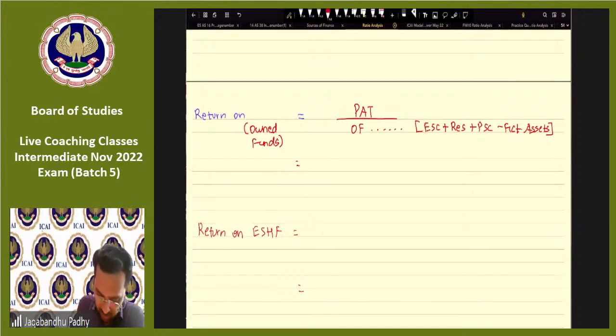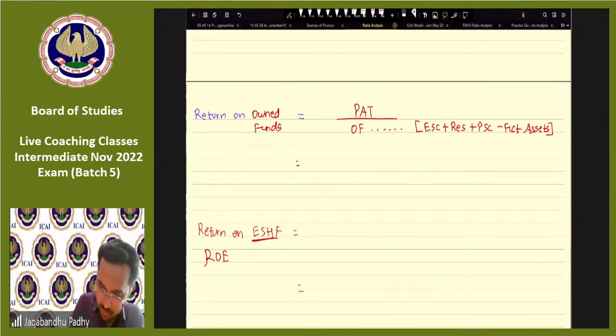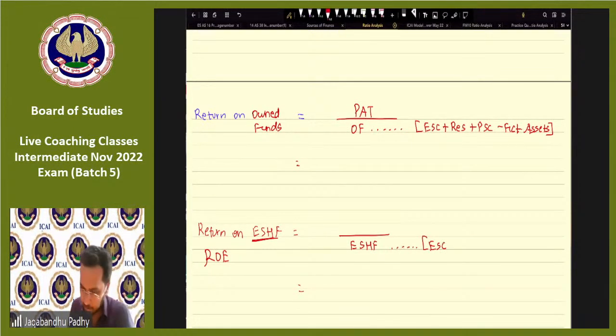Now, if I specifically ask you return on equity shareholders fund, or we also call it return on equity. This was return on owned funds. Now we're talking of return on equity shareholders fund, or just return on equity. Obviously, in the denominator, we will say equity shareholders fund. Now, what is that equity shareholders fund? That is equity share capital plus reserves minus any sort of fictitious assets.